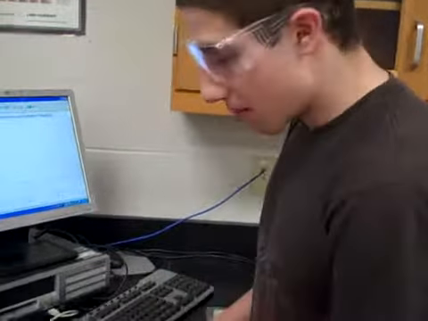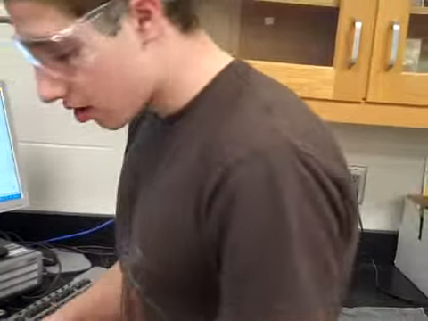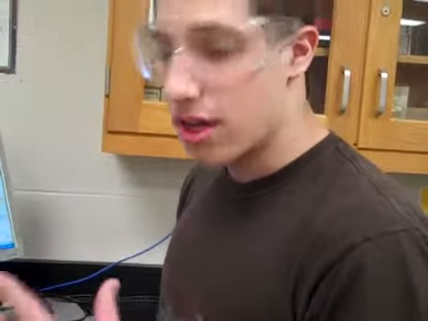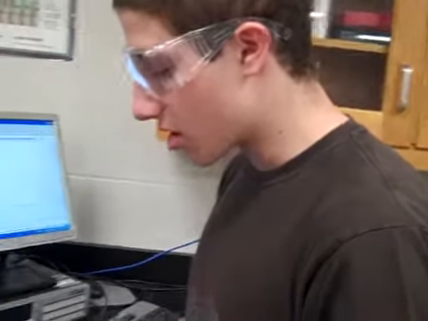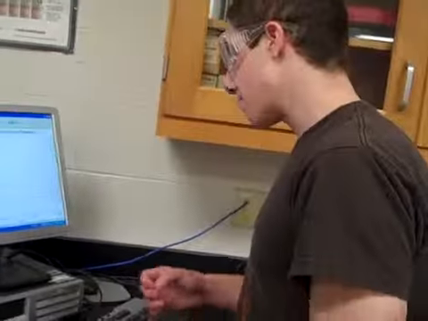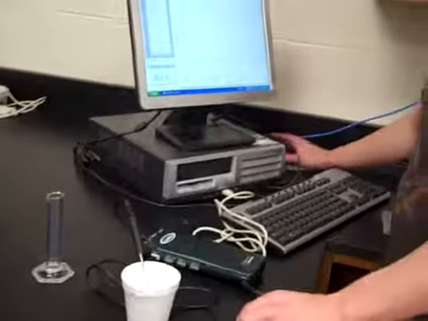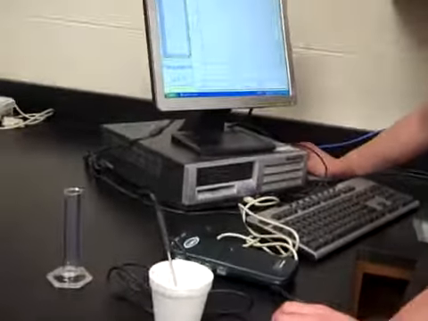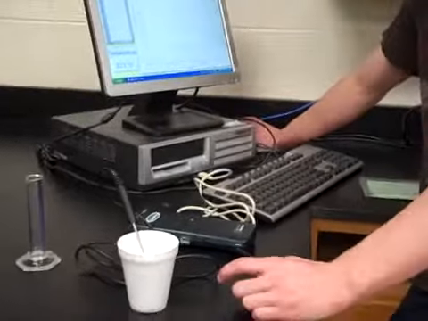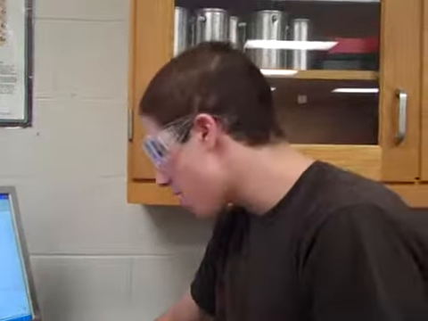It's very important to wear goggles due to the splashing, and gloves are optional when working with acids. So now it seems that the temperature has been stabilized at 22.5. So we're going to first let it collect for about 10 seconds before we insert the magnesium to get a basic temperature for us to work with.